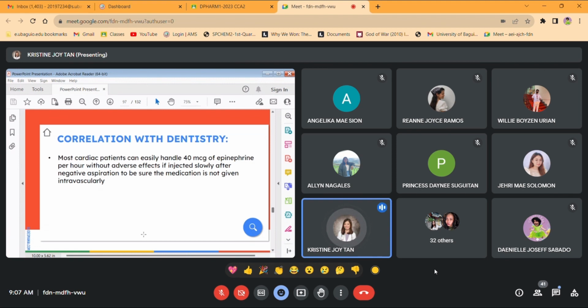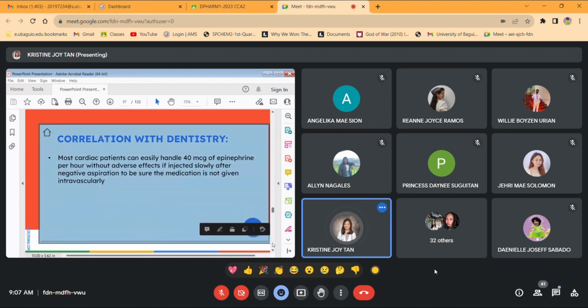Siyempre pag na-inject mo siya intravascularly dun sa vessel mo, mas mabilis yung effect. Kaya dapat nag-i-inject kayo slowly. Slowly lang. Especially for cardiac patients.